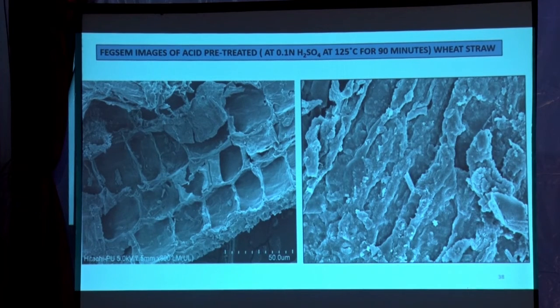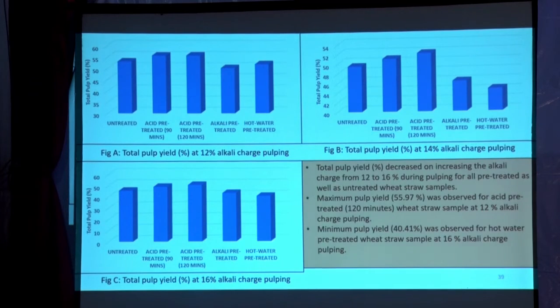Now these are the FESEM images of the acid pre-treated sample. Here we can see that the surface of the fiber has distorted most as compared to the hot water and alkali treated. This can be attributed to the fact that the pre-treatment of wheat straw could distort the cellulose, hemicellulose and lignin network during pre-treatment. Now these are the results of the pulping study.